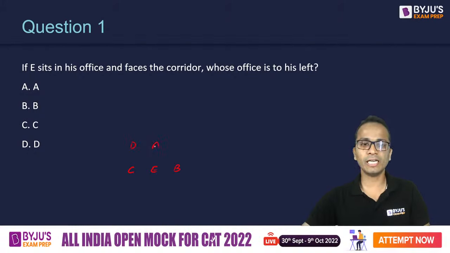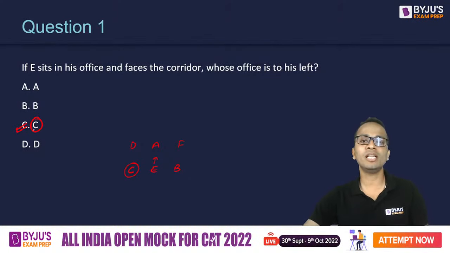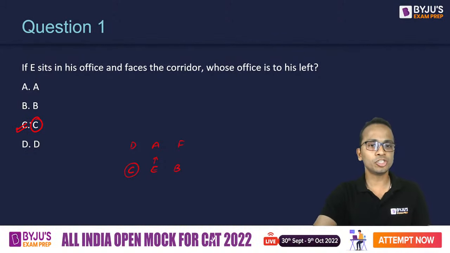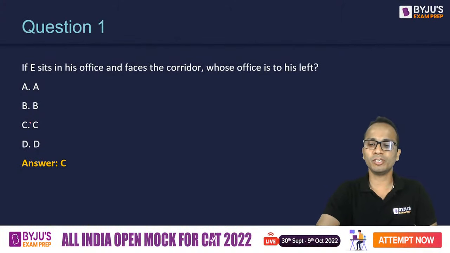So this is the arrangement. All right. So if E sits in his office and faces the corridor, then whose office is on his left? The correct answer will be option C, that is C. So C's office will be on the left hand side of E. All right. So the correct answer should be option C. Yes, it is. Let's move on to question number 2.